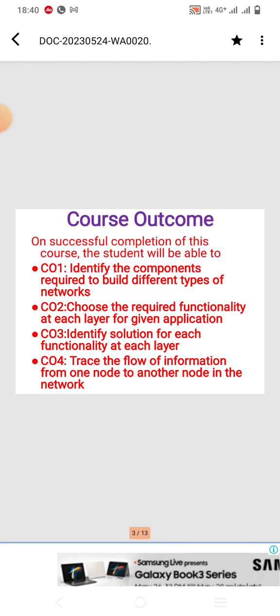And the third one is to identify a solution for each functionality at each layer. And the fourth one is to trace the flow of information from one node to another in the network. And the fifth one is to understand and differentiate the various unicast and multicast protocols for routing data. And the sixth one is to code the various utilities of the application layer and identify their functionalities.